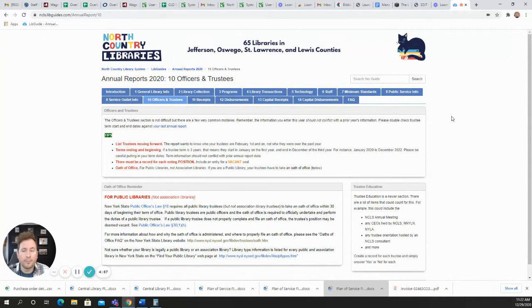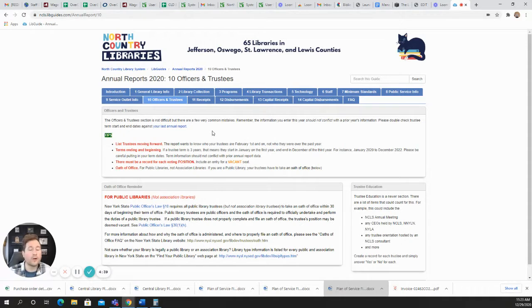Hi everyone. On part 10, which is Officers and Trustees of the Annual Report, I just wanted to go over some of our tips. So as you can see, I'm on the part 10 Officers and Trustees tab, and the tips are here. The first one being listing trustees moving forward.